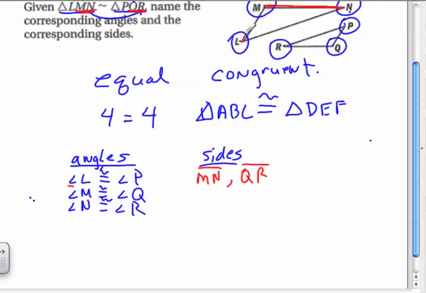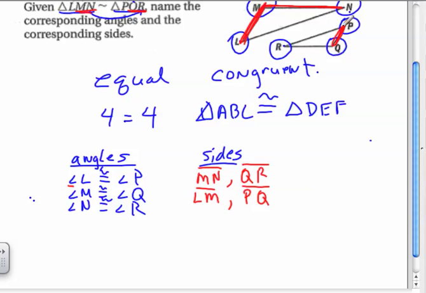Okay. What about LM? What goes with LM? And I want you to raise your hand for me on this one. What goes with LM, William? PQ. I don't need to look at the figure, although I can. I know that LM goes with PQ.